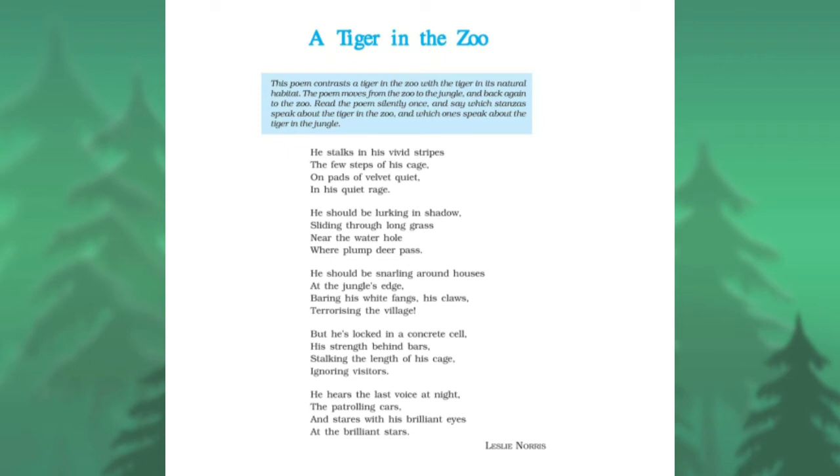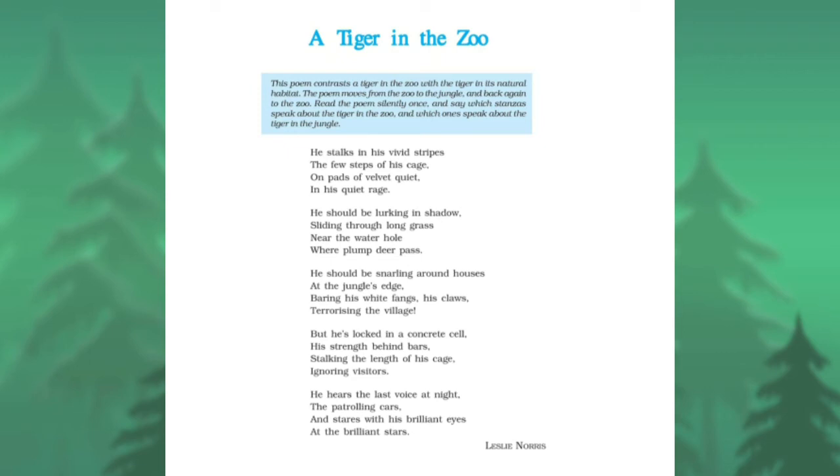will move slowly, hiding behind the long grass, hiding behind the shadow where plump deer pass. Plump means fat deer will pass. Why? Because you have seen that tigers basically attack deer, isn't it? So in order to attack its prey, that is deer, the tiger will slide through the long grass and lurk in the shadow. So these are the activities the tiger is supposed to do in its natural habitat, that is jungle or forest.